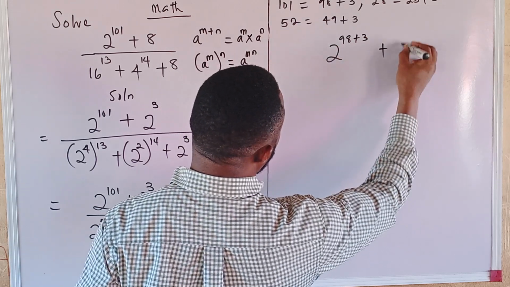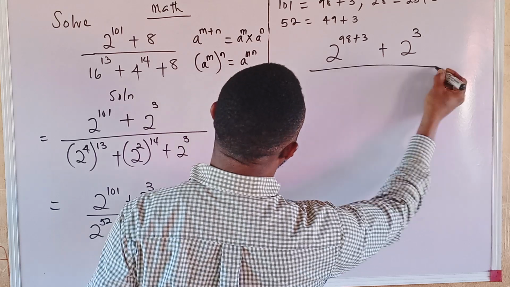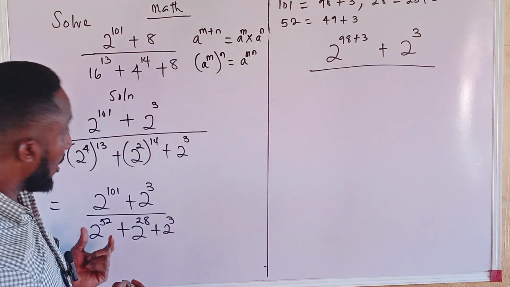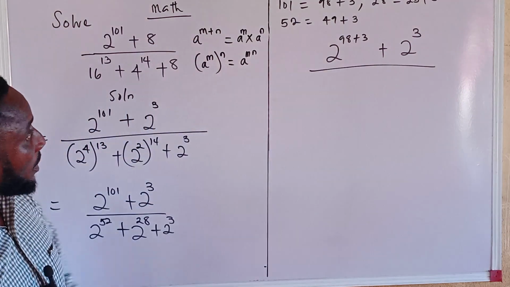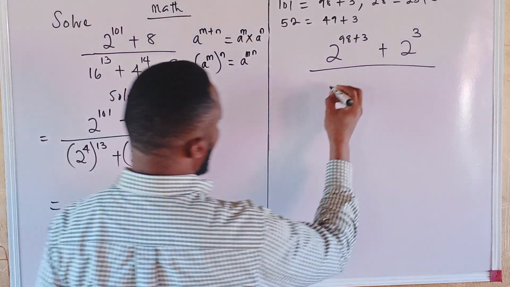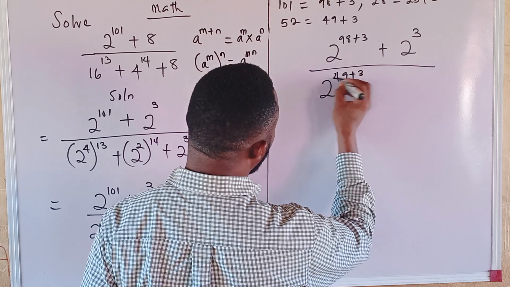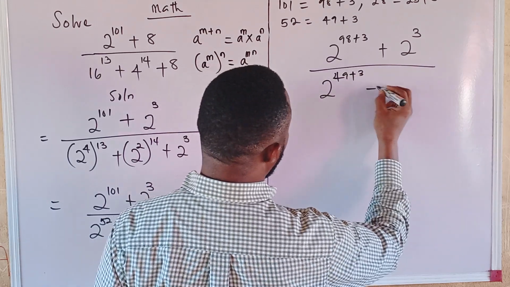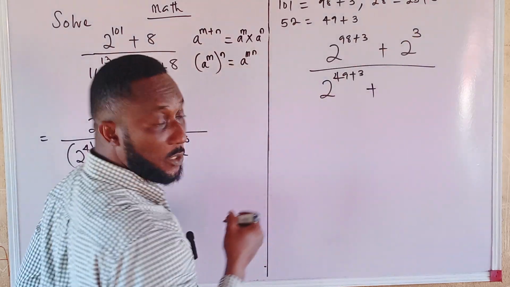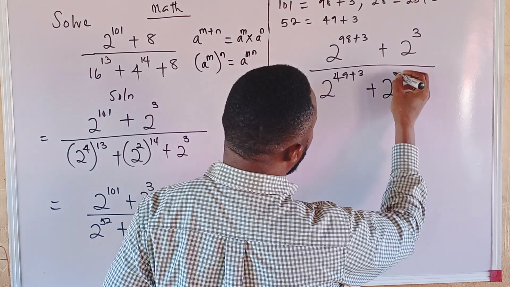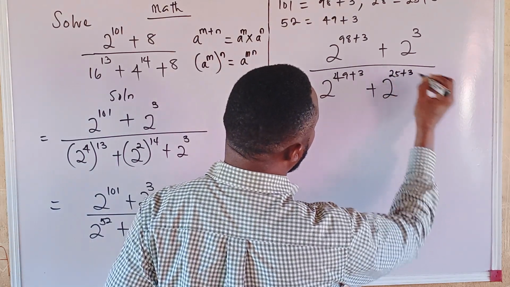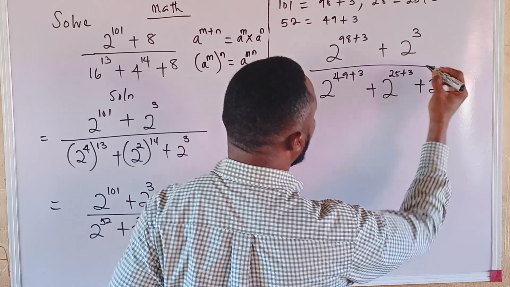So I can then write this expression to be 2 to the power of 98 plus 3 plus 2 cubed all upon, in place of 52, I shall use 49 plus 3. Then we have 2 to the power of 49 plus 3. Then 28, I will use 25 plus 3. So we have 2 to the power of 25 plus 3, then plus 2 cubed.